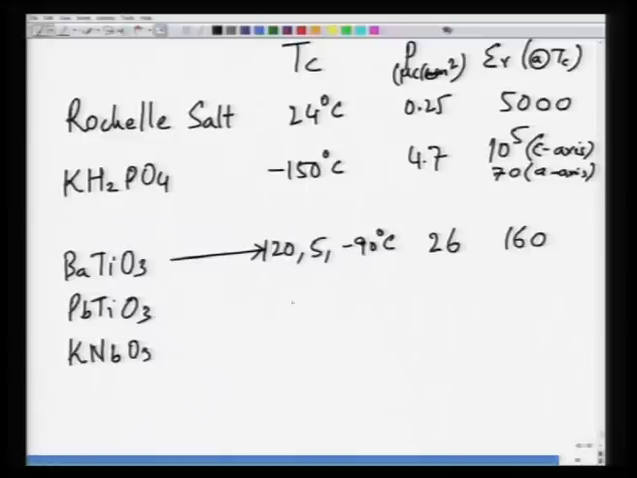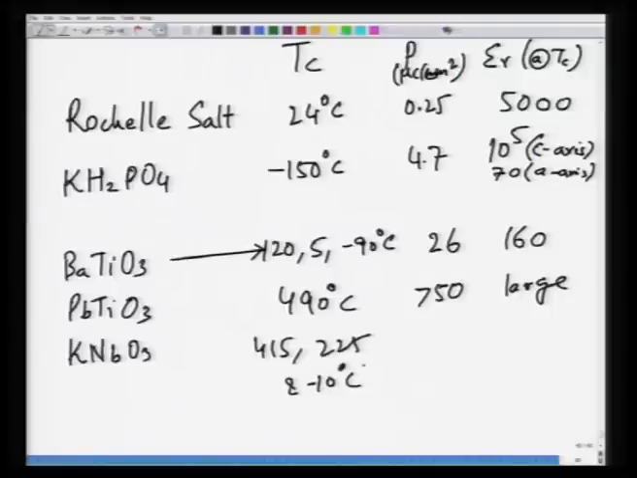In the case of lead titanate, this is 490 degree centigrade, not 450. Polarization again is pretty large, more than 50 microcoulomb per centimeter square, and the dielectric constant is essentially large. And again potassium niobate shows 3 transitions, 415, 225 and minus 10 degree centigrade. This has about 30 microcoulomb per centimeter square polarization, and dielectric constants can be very large, anywhere between 900 and 4000 depending upon whether you have a single crystal or polycrystal, etc. So, you can see that near the Tc the dielectric constant is very high.